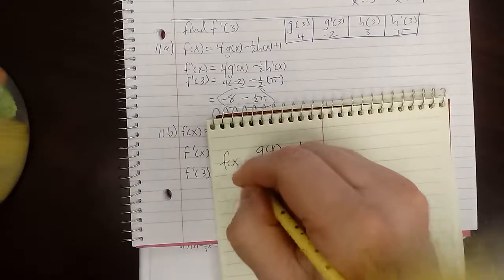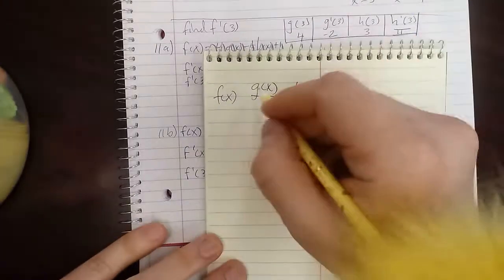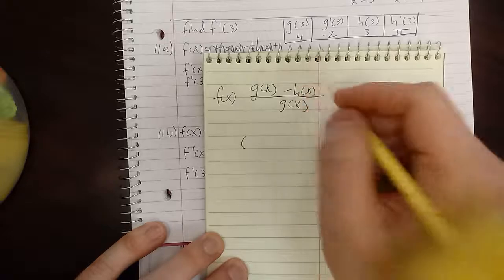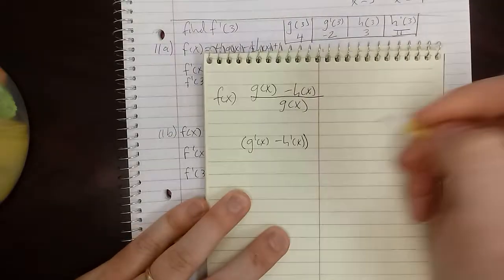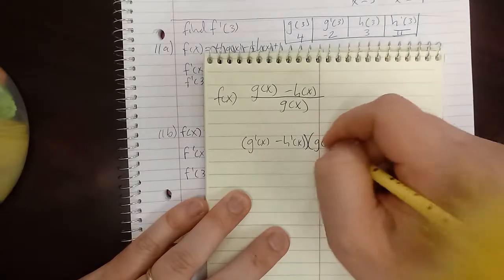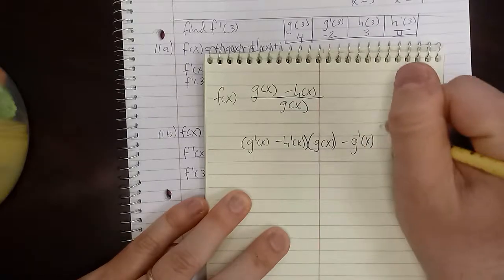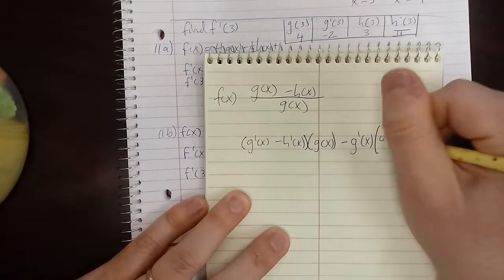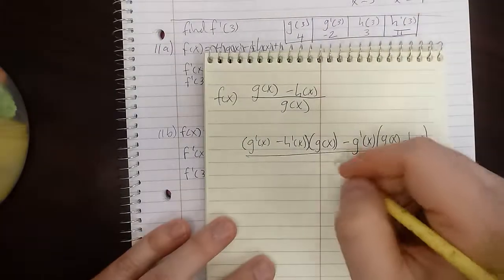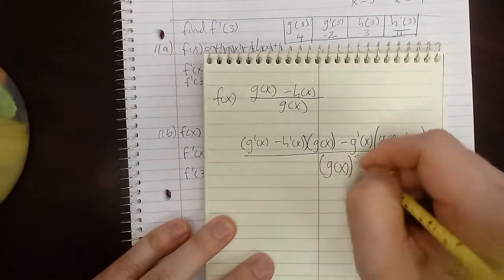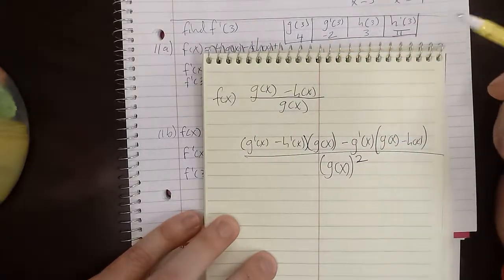All right, that's our f of x. So we've got to do quotient rule again. This time the derivative of the top is a little bit messier. The derivative of the top is going to be g prime minus h prime, times the bottom, minus derivative of the bottom, which is g prime, times the top that we're leaving alone, g of x minus h of x, all over g of x squared. And as long as we're careful and put the pieces where they belong, it really should be pretty straightforward.